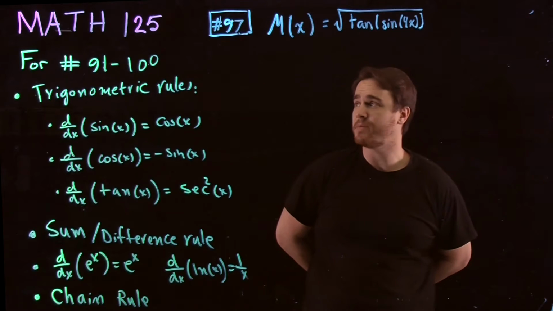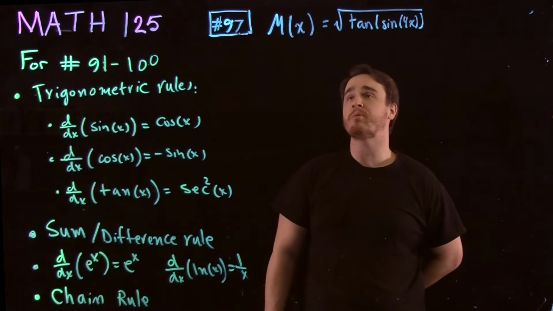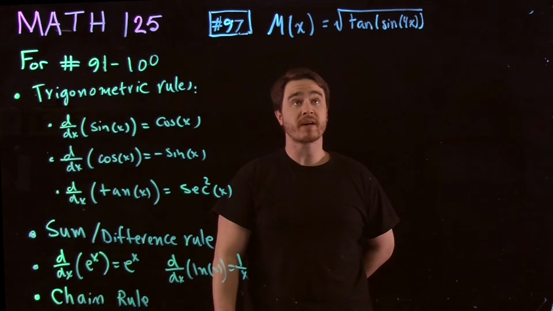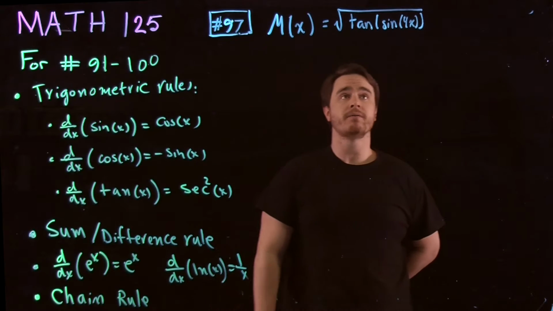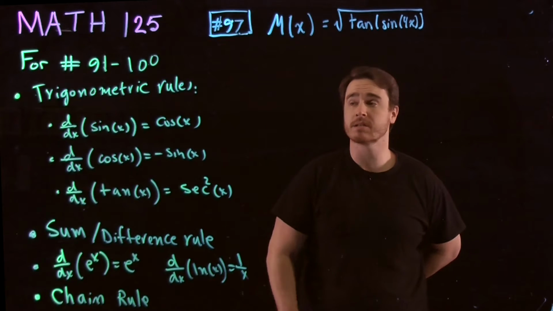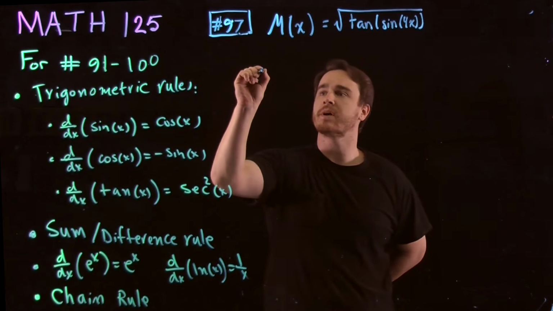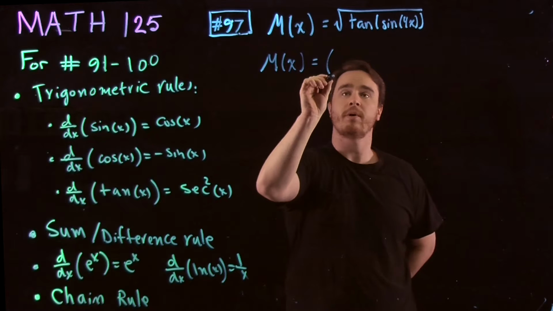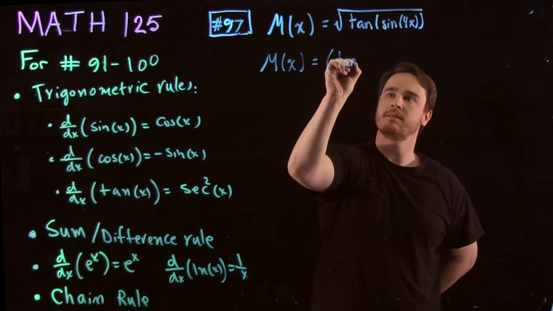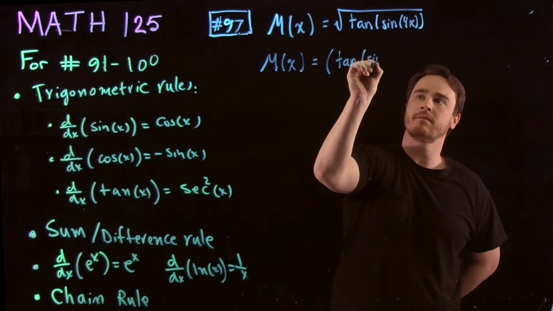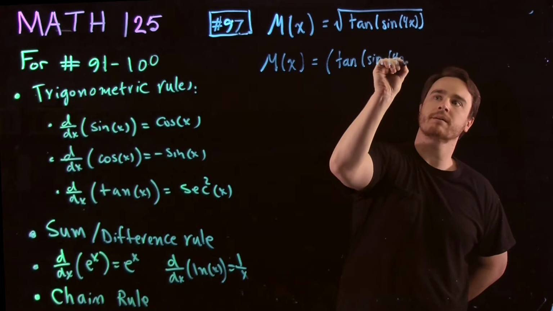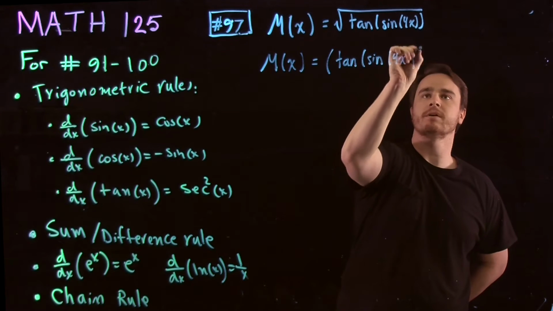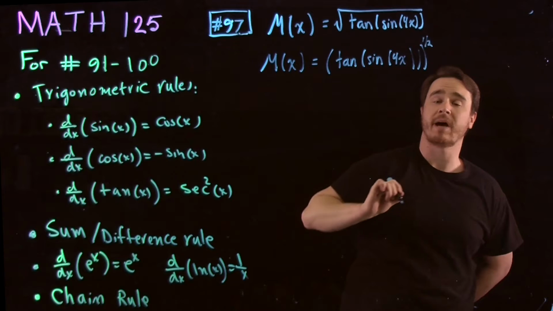We are continuing with the Math 125 Gateway Review. We are on problem number 97, which reads m of x is equal to the square root of tangent of sine of 4x. Now it might be helpful to rewrite this problem as the quantity tangent of sine of 4x and all of this to the 1/2 power.